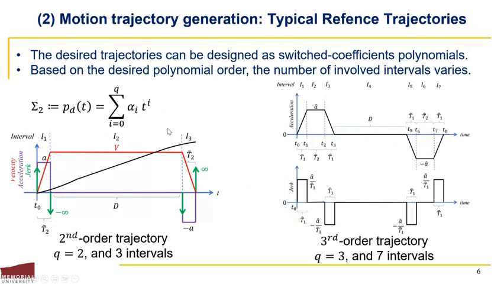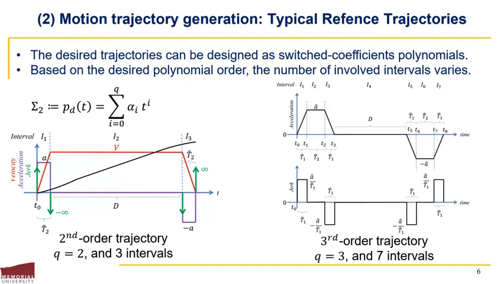In motion control, the desired trajectories can be designed as switched coefficients polynomials. For example, to the left, over here, we see the second-order trajectory that involves three intervals. Note that in it, the jerk signal is infinite, which cannot be physically realized using the available drive amplifiers. Therefore, practically it's avoided. To the right, we have the third-order trajectory that exhibits finite jerk signals, and is therefore of practical importance.